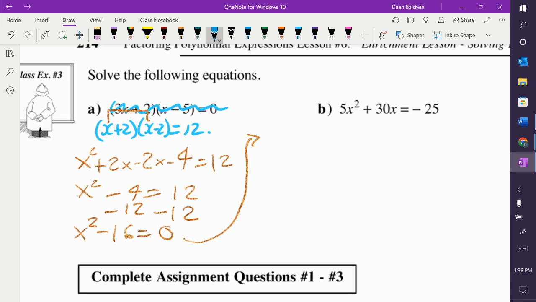Okay. What's wrong with the way this is written? It doesn't equal 0. So is there any brackets to expand? No. So what do we do with the 25? Pull it over to the other side.